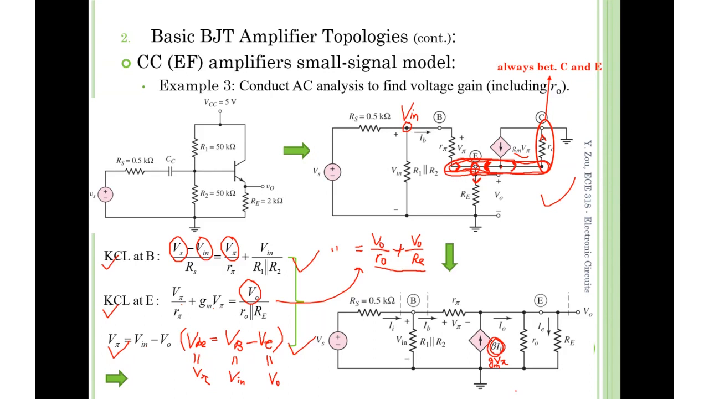Isn't it important that we use gm V pi just so we can cancel out V pi? What do you mean? That's why you don't want to use beta IB, right? Yeah, that's right. And we don't want to have something new pop up. That's right. Good discussions.